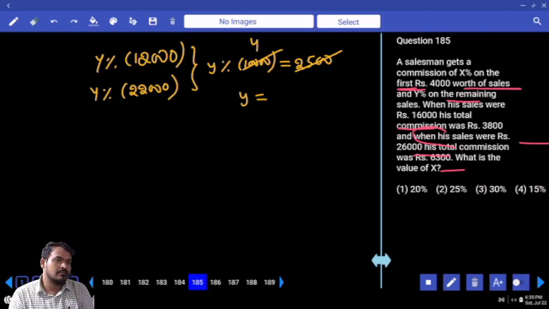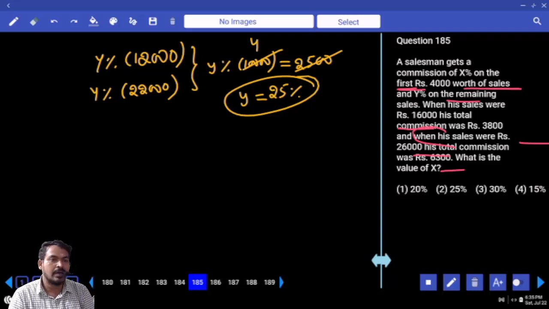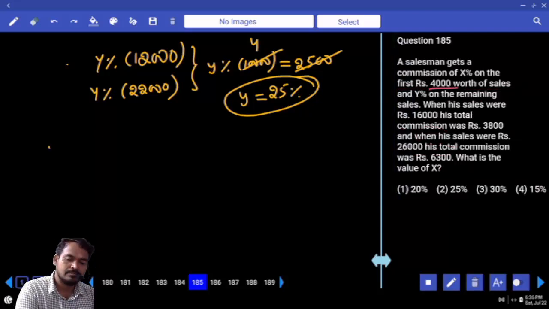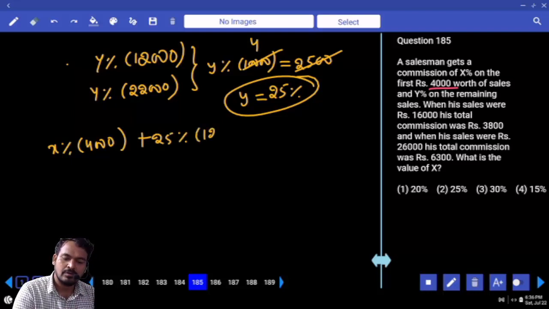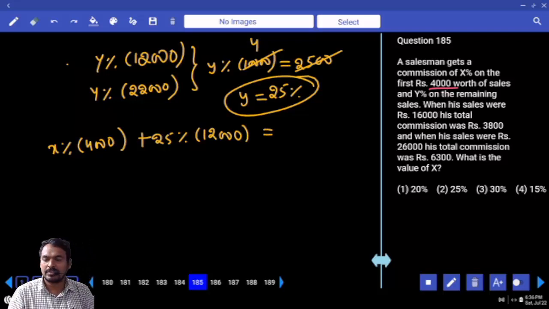4 by 100, nothing but 100 by 4, 25. y equal to 25. But we require which one? X value. Substitute the value in the first one. What is the first one? X percent of how many rupees? 4,000 plus Y percent of 12,000. Y percent of 12,000 means we write 25% of which one? 12,000. These two are adding, we get the total commission from the first case.